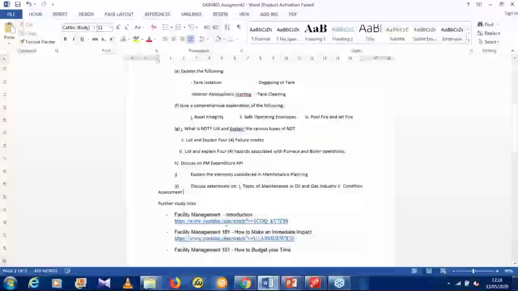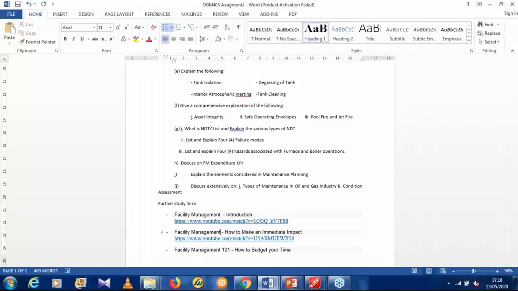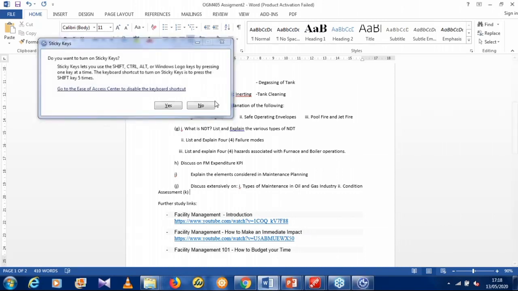Okay. And there are some study links there. So what I added to this assignment is question K. Question K is: list and explain the types of storage facility.